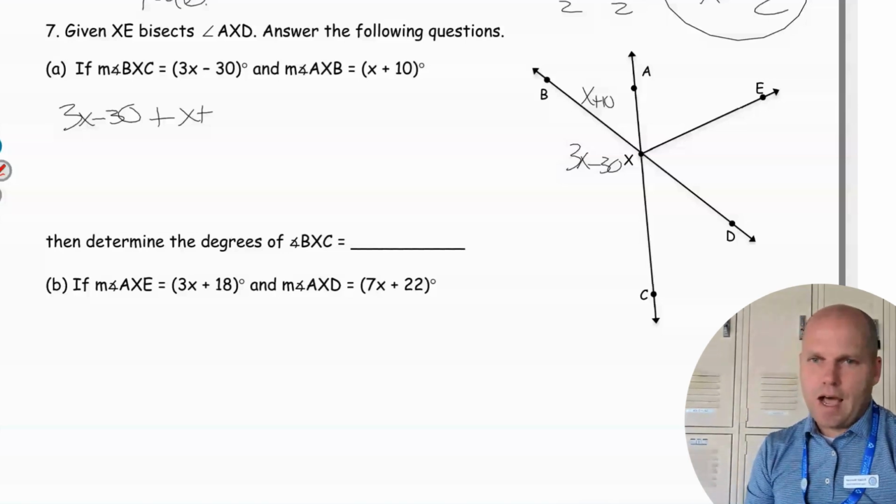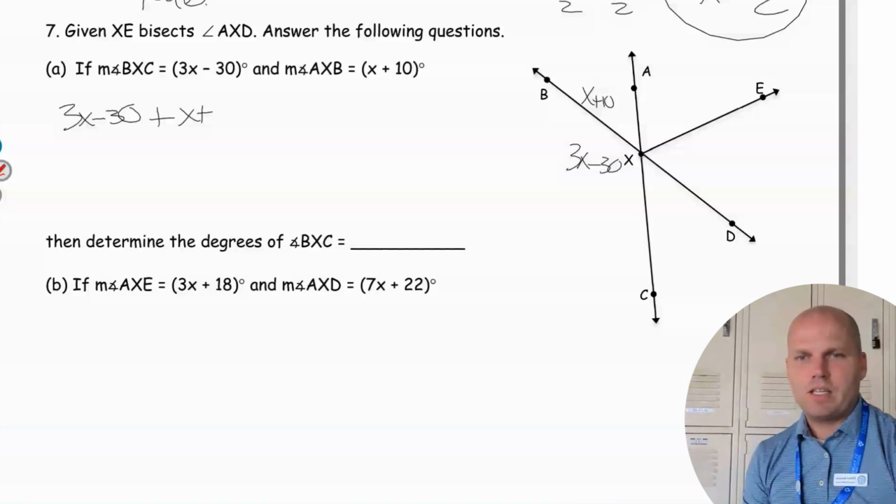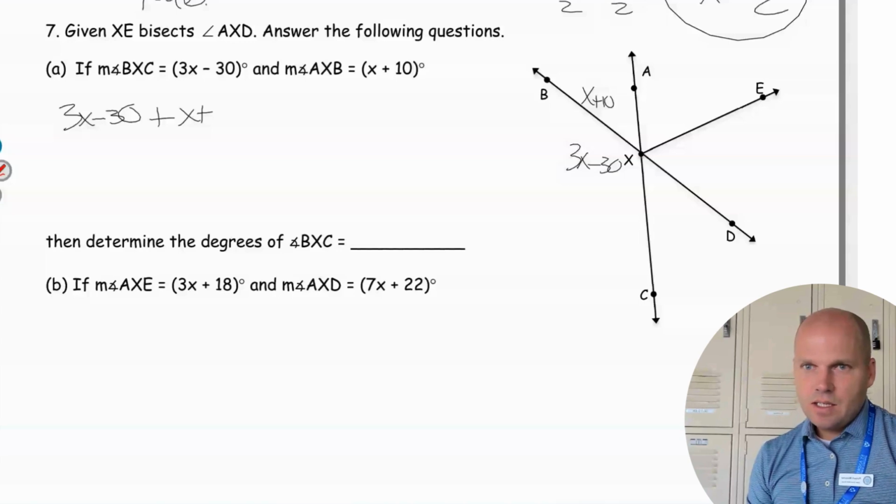What the heck do we do now? It should be this plus this equals this. But you didn't give me this. Yes, I did. I told you B is the midpoint of AC. That means this must be the same as this.